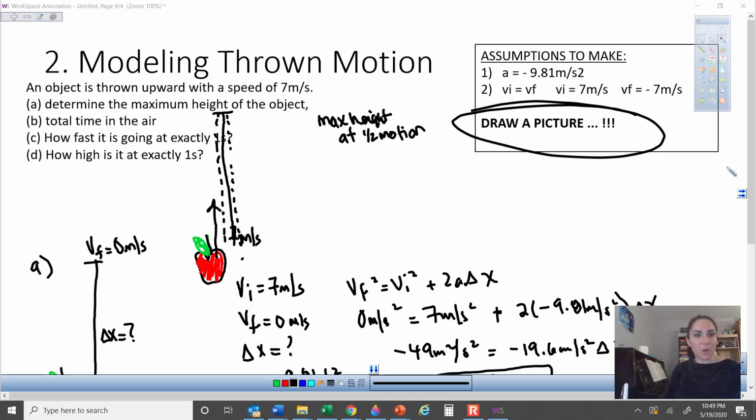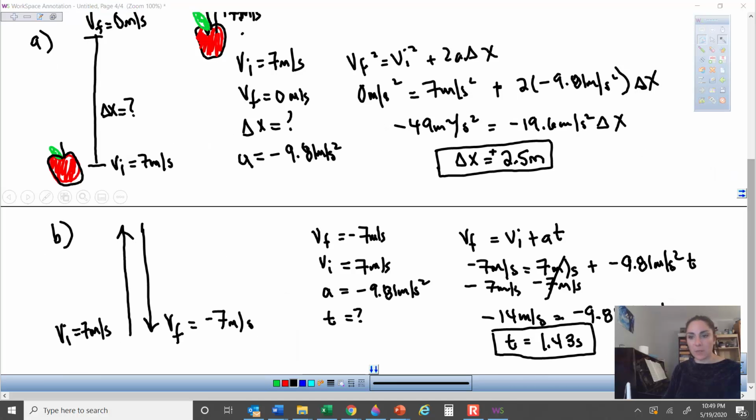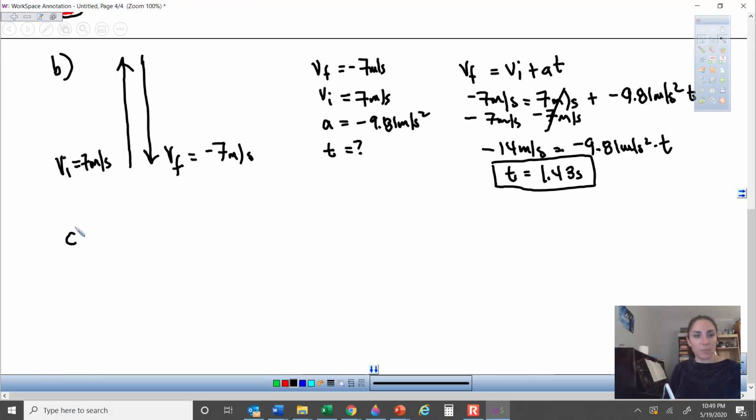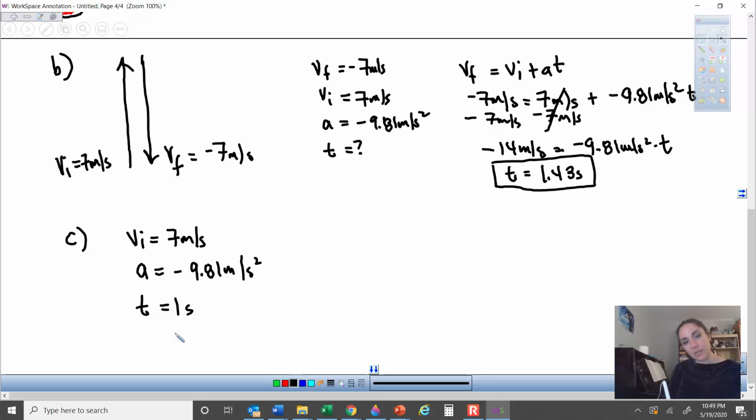How fast is it going at 1 second? This one throws off people. But if you treat it as the following, you say your initial velocity is 7 meters per second. Our acceleration is negative 9.81. And we know the exact time of 1 second. We can figure out the final velocity. So this tells us how fast we're going at a particular time.